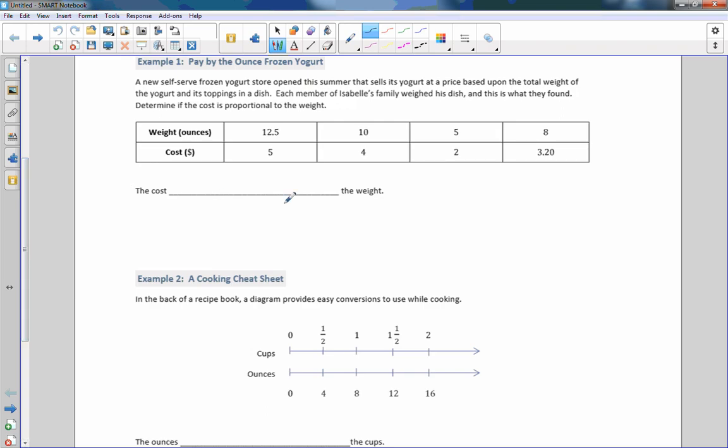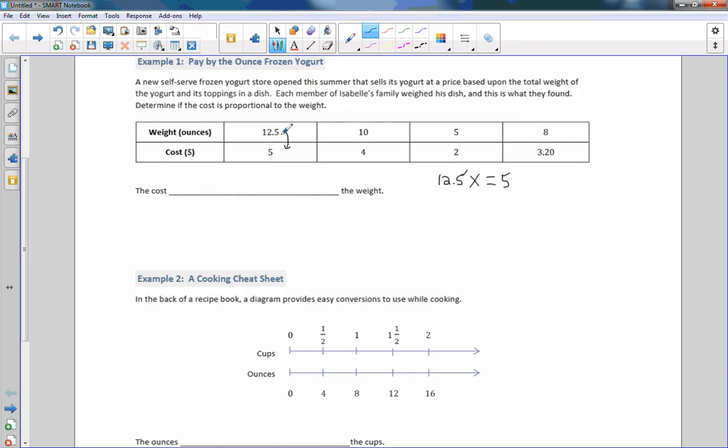Okay, so the only way we can determine if values are proportional is if the multiple that got us from weight, for instance, in this case, to the cost is the same for every amount. In other words, did they pay the same amount per ounce for each? So what we need to do is find out what we multiply 12.5 by to get 5. So in other words, if I have 12.5 and I multiply it by some variable x, it has to equal 5.